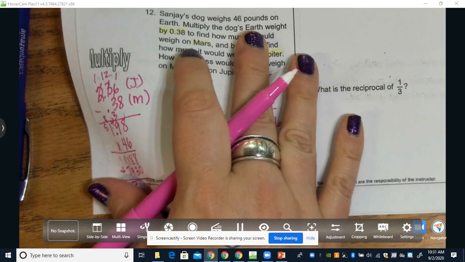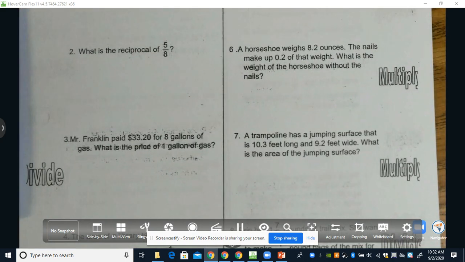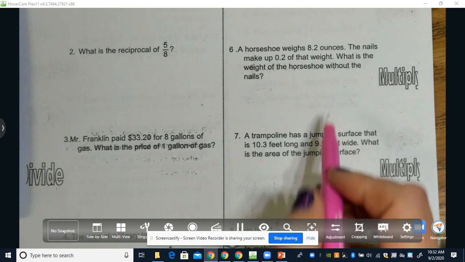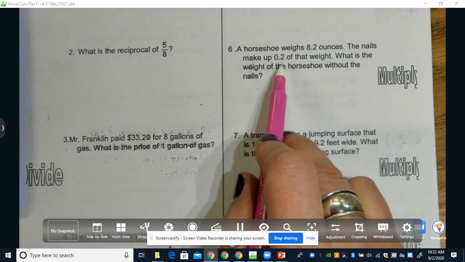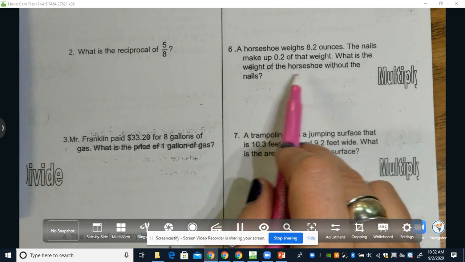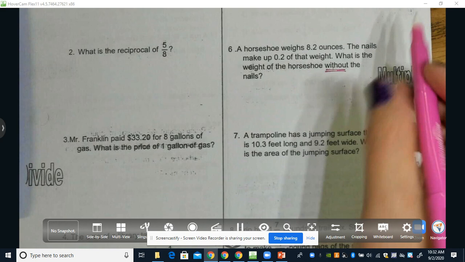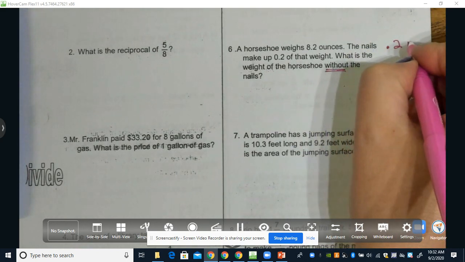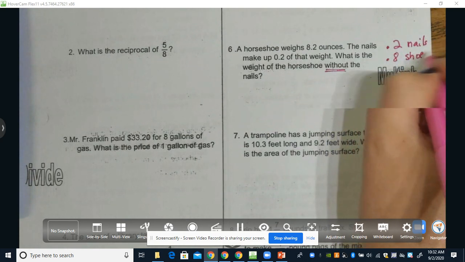All right, the last one that I'm going to do is number 6. This is also multi-step. This is also one that you can do 2 different ways. I'm going to show you 2 different ways. So the horseshoe weighs 8/10 of an ounce. The nails make up 2/10 of that weight. What is the weight of the horseshoe without the nails? So we need it without the nails, just the shoe by itself. Well, if we know that 2/10 is the nails, then 8/10 is the weight of the shoe.